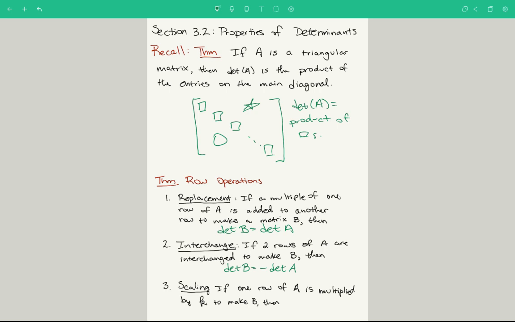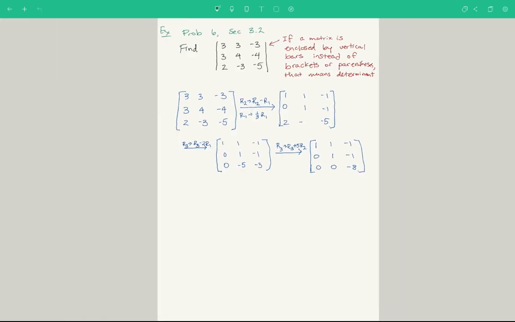Our last thing that we can do is scaling. So we can multiply a row by some scalar k. And if we do this, then the determinant of our new matrix B is just going to be k times the determinant of the old one. So here are our three row operations, and we see what each one does to the determinant. Let's take a look at how to do this in an example.